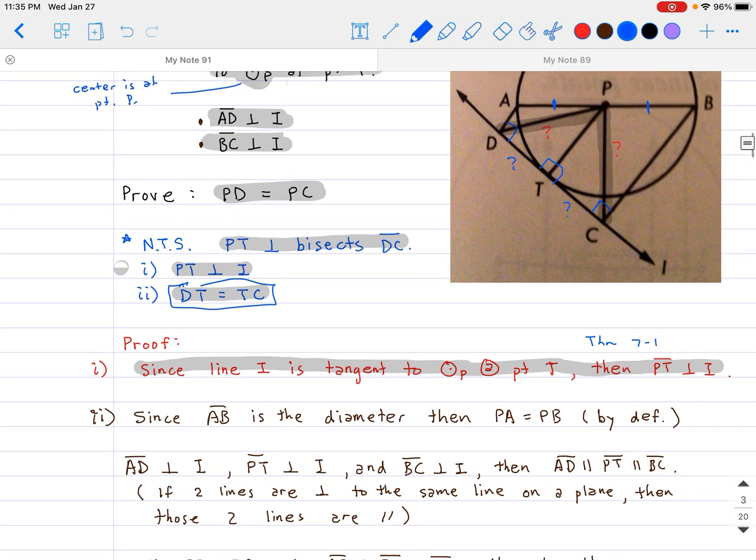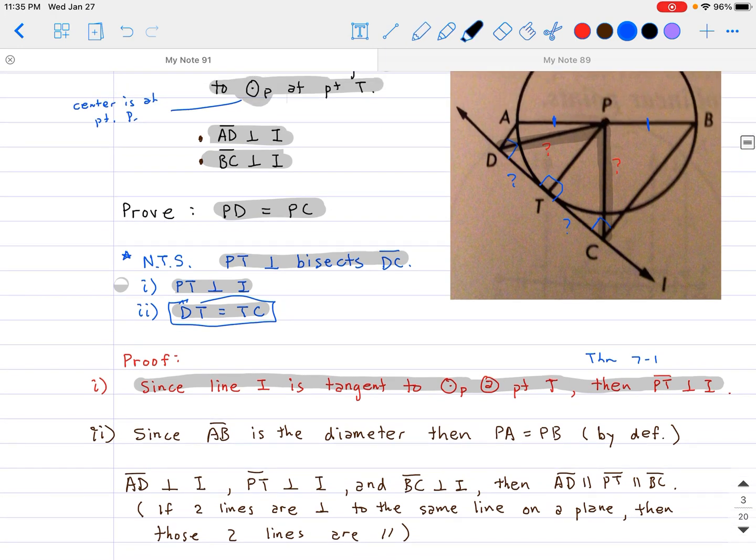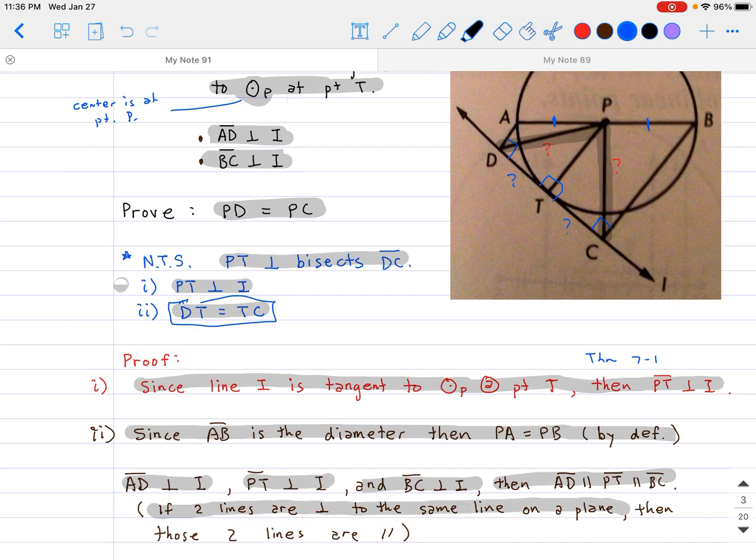But anyhow, let's go through that one just to make sure. So first what I said was, since AB is the diameter, then that means that PA is equal to PB, and that was by definition. Now, since AD is perpendicular to l, PT is perpendicular to l, and BC is perpendicular to l, all those three lines are perpendicular to l. That means that those three lines must be parallel to each other. There was a theorem way back in chapter 9 that says that if two or more lines are perpendicular to the same line all on a plane, then those lines are going to be parallel. So we got the parallel part.